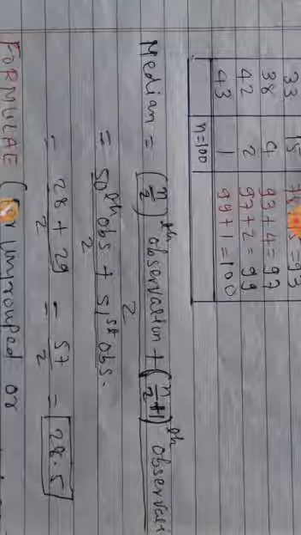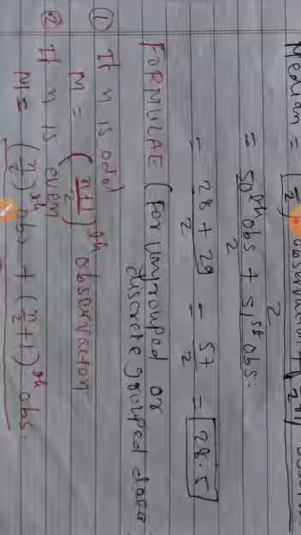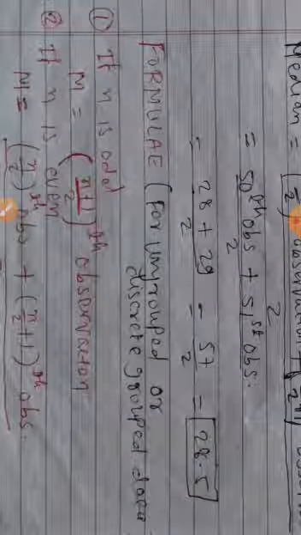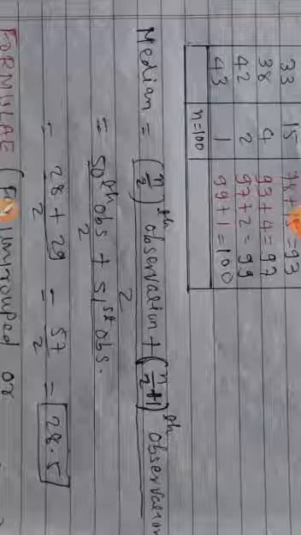Suppose instead of 100 we have 89, then we have to find the median this way. n is odd, so 89 plus 1 is 90, 90 by 2 is 45. So the 45th observation's value will be our median. Okay, so this is used whenever n is odd. If n is even, then what to do? We just use the median formula whenever n is even. So the n by 2th observation plus the (n by 2 plus 1)th observation, divided by 2.